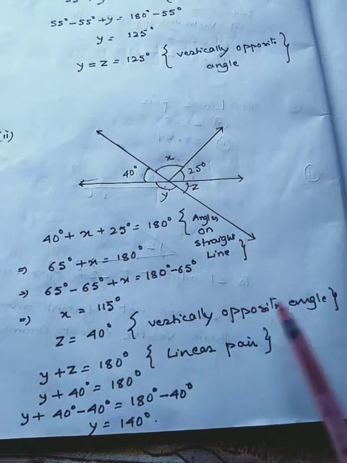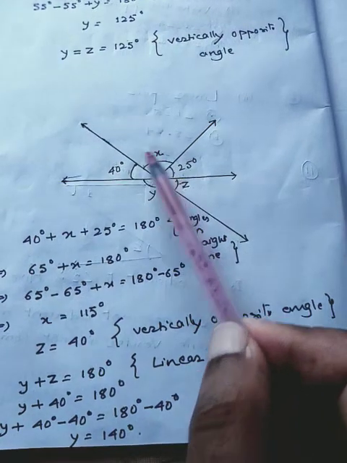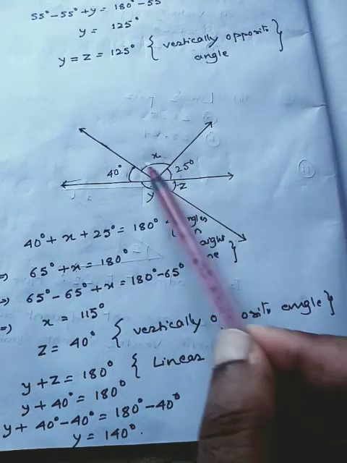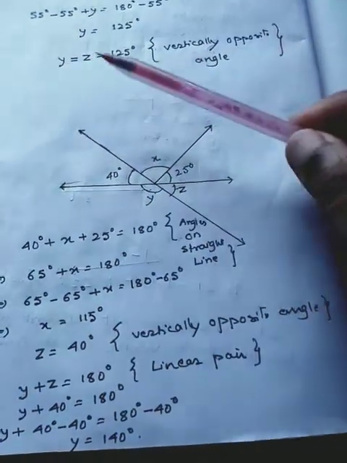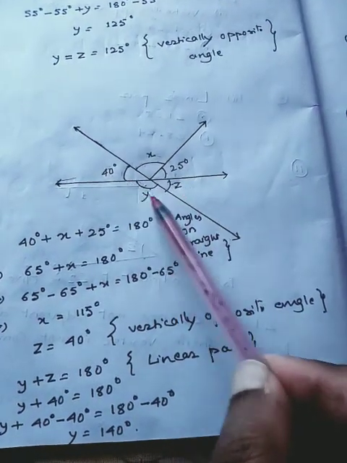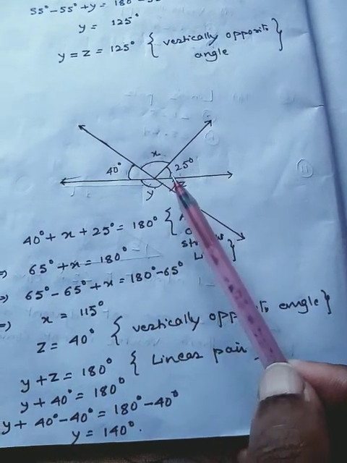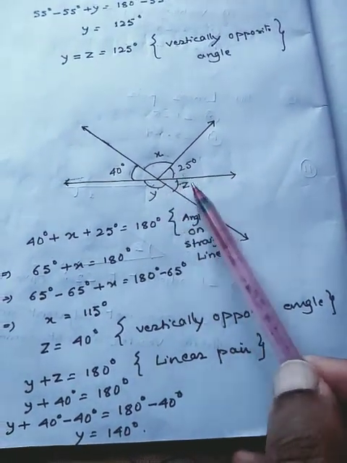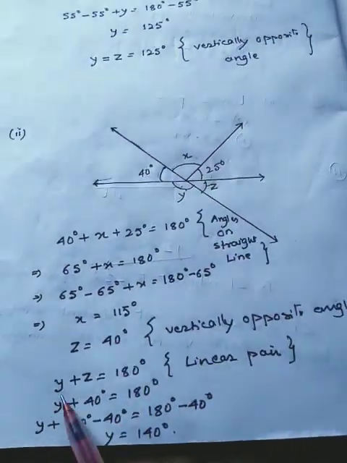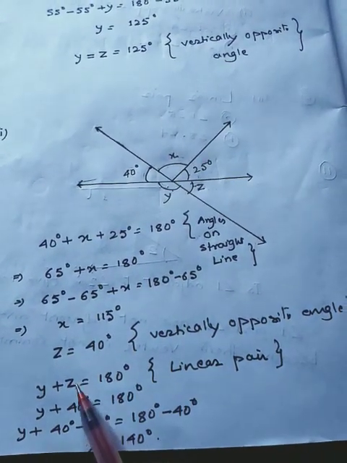Reason, vertically opposite angle. Now if you carefully observe again, this is the straight line. The upper portion was this plus this plus this, that is 40 degree plus x plus 25 degree equals 180 degree, because there were angles on the straight line, isn't it? Now if you see the lower portion of this line, again this whole part will be 180 degree. So this whole 180 degree is divided into two parts now, and when 180 degree is divided into two parts on a straight line, those angles are called what? Linear pair, isn't it? So y plus z is equal to 180 degree. Reason is linear pair.